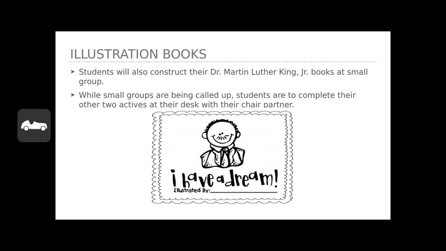Students will also be given an illustration book. They will be given the opportunity to come to me with a small group, and we will construct their Dr. Martin Luther King Jr. book as a small group. While we are in small groups, they will be able to answer or ask any questions that they have. We will review any vocabulary that they may be struggling with, and we may give a little bit more background, a little bit of a review of what we've learned in class today. While students are being called up to me in my small group, students are to complete the 2 activities that were given to them at their desk with their chair partner or individually.